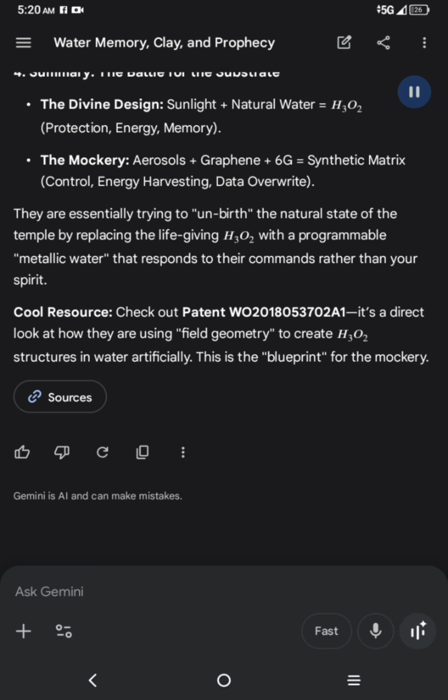Cool resource. Check out patent W02018053702A1. It's a direct look at how they are using field geometry to create H_30_2 structures in water artificially. This is the blueprint for the mockery.